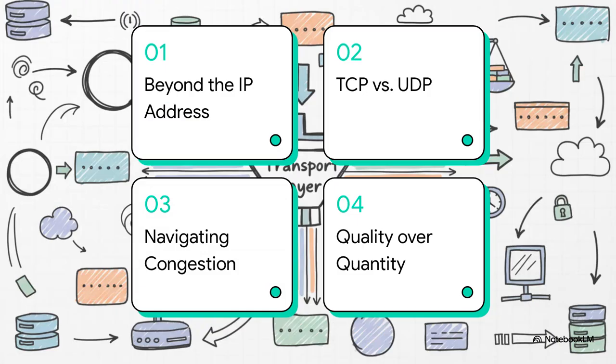In this explainer, we're going to break down 4 critical problems that the transport layer solves for us every single day. We'll start with how data finds the right application on your computer. Then we'll compare the 2 main delivery services of the internet. After that, we'll see how it prevents digital traffic jams. And finally, we'll explore how it creates express lanes for the data that matters most.